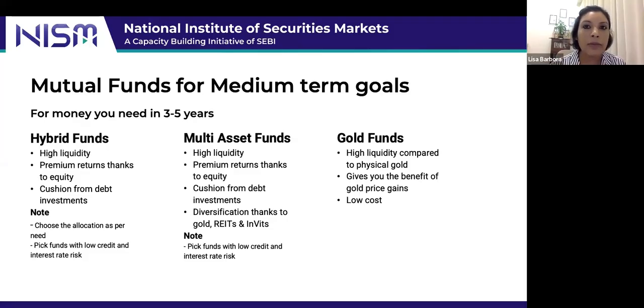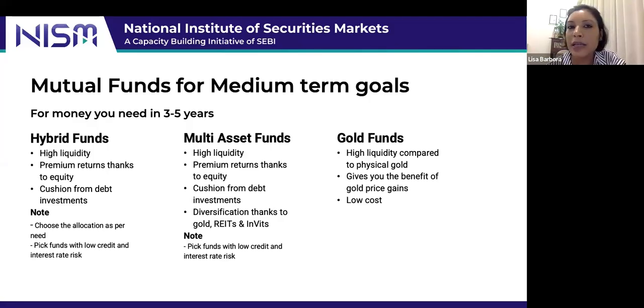The good thing about hybrid funds is that they do have a cushion from the fixed income or the debt investments. So if the equity markets crash, your hybrid fund returns will not fall by as much as a pure equity fund, because there is a debt cushion. The returns will be premium, because if you are investing for 5 years, you do need slightly more premium returns that are going to beat inflation. So you will get that from the equity portion.